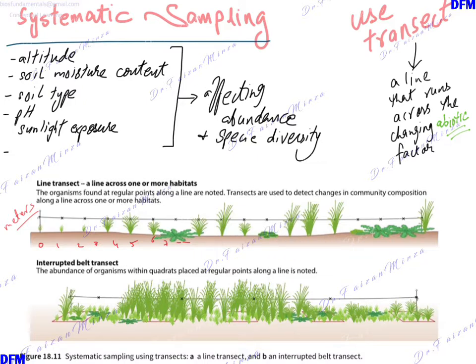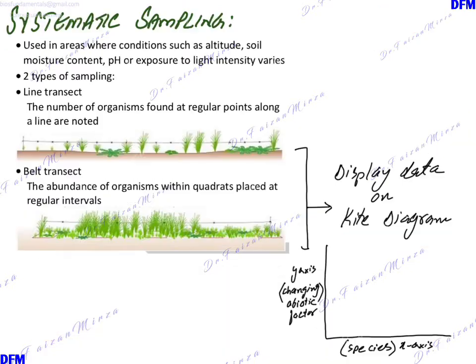What do we do in an interrupted belt transect? In an interrupted belt transect, again we tie a transect from the point where we want to start our investigation to a point where we want to end it, and we place coordinates at equally spaced points in that region, and we account for the abundance within the coordinate of that particular region. How do we report this data? The belt transect data can be reported or displayed on a kite diagram.